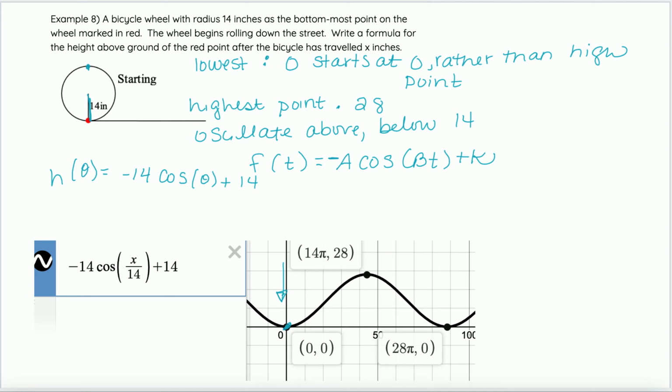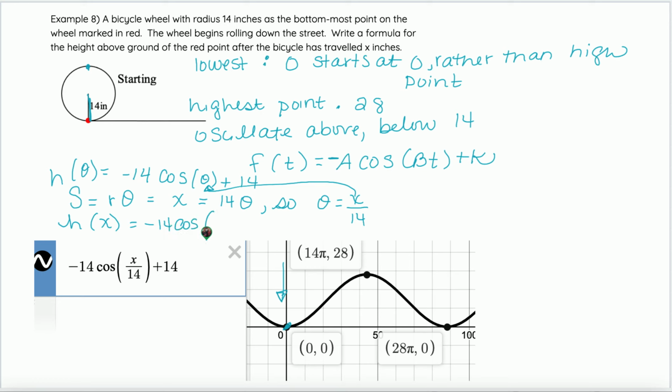The period may be affected by our arc length along the circle. So let's stop and think about what that might look like. The arc length is equal to the radius times theta, and x is equal then to 14 times theta. So theta is equal to x over 14. So our period is affected a tish bit. Now that we know what theta needs to be, we can substitute it back into our equation so that the height with respect to x inches is equal to negative 14 cosine of x over 14 plus 14.